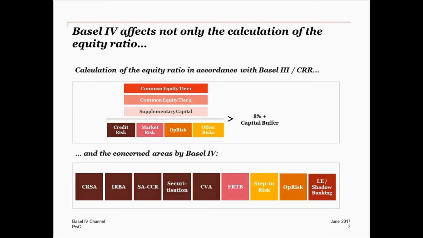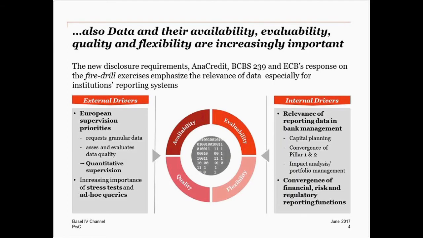As we have often heard in the previous episodes of the Basel IV channel, Basel IV mainly affects the denominator of the capital ratio, and does this in all the major risk categories. Today we want to show you that that's not the only problem you have to have in mind, but that also regarding the data and their availability, evaluability, quality and flexibility, the requirements are increasingly important.